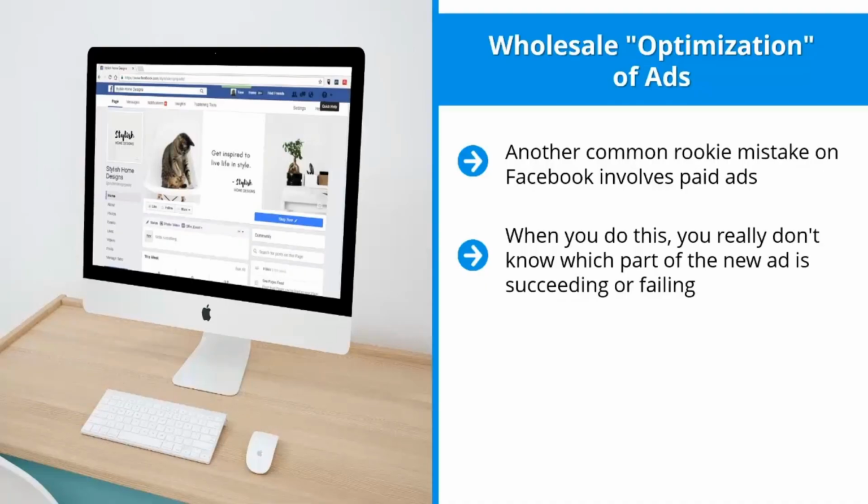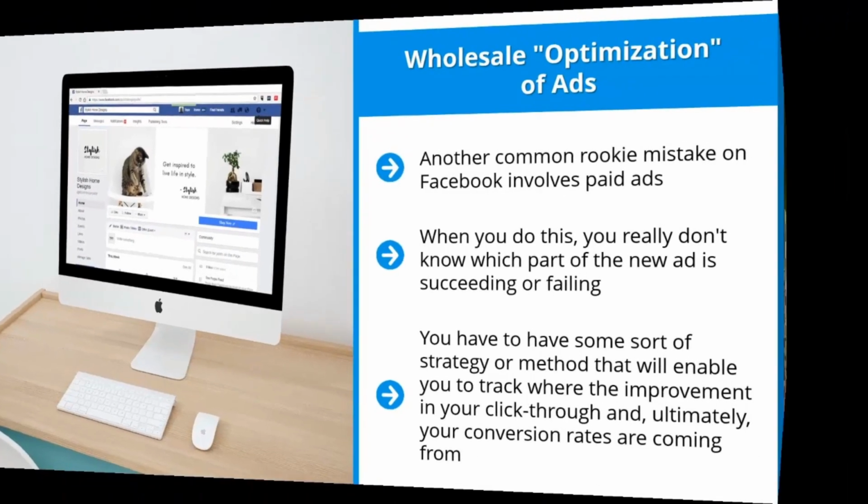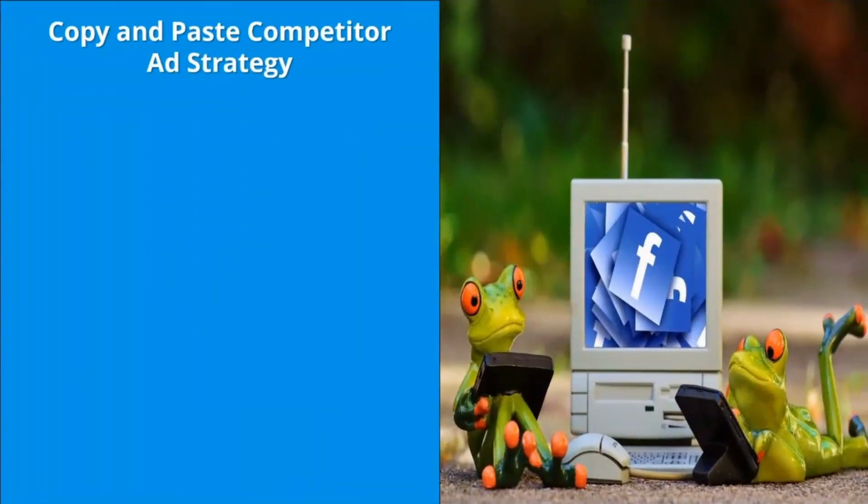If your ad's performance improves, you don't know what caused the improvement. You have to have some sort of strategy or method that will enable you to track where the improvement in your click-through and, ultimately, your conversion rates is coming from. Simply swapping out ads in total or in whole doesn't really give you the data that you need to make effective decisions.